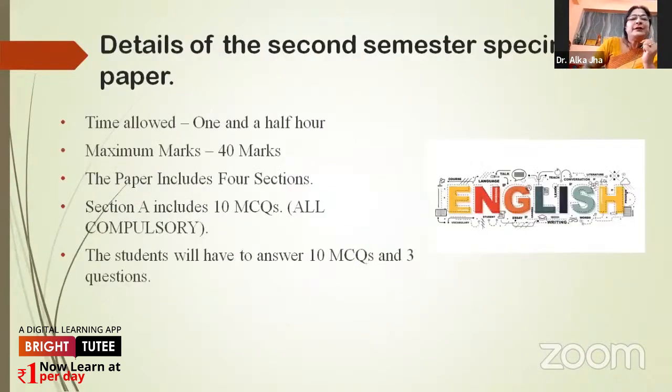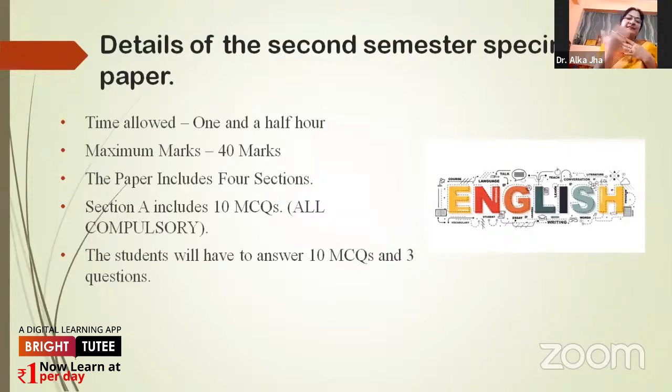Details of the second semester now. The time allowed, as it is, no change in that. It is 1.5 hours. The maximum marks, once again, 40. We are basically recapitulating what we have already been acquainted with. The paper will include 4 sections. Now, this is what has to be borne in mind. Unlike the language paper, we will have 4 parts to it: Section A, Section B, Section C, and Section D.